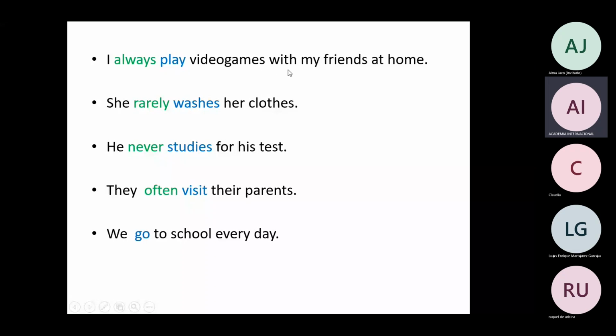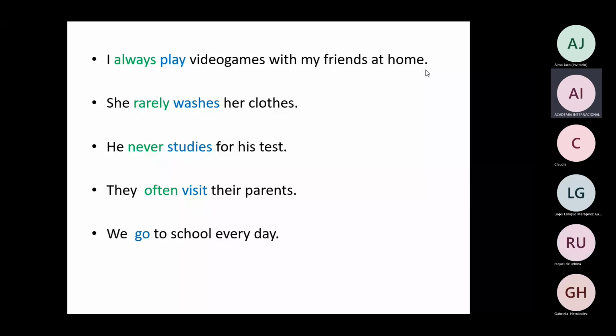I always play video games with my friends at home. No digo que lo estoy haciendo ahorita, sino que siempre es como una actividad, un hábito, algo que pasa continuamente, algo que pasa habitualmente en el presente. Pero no es que lo estoy haciendo en este momento. Entonces puede confundirnos. El presente simple no es para hablar de algo que está pasando ahorita, sino más bien de algo que pasa habitualmente. I always play video games with my friends at home.